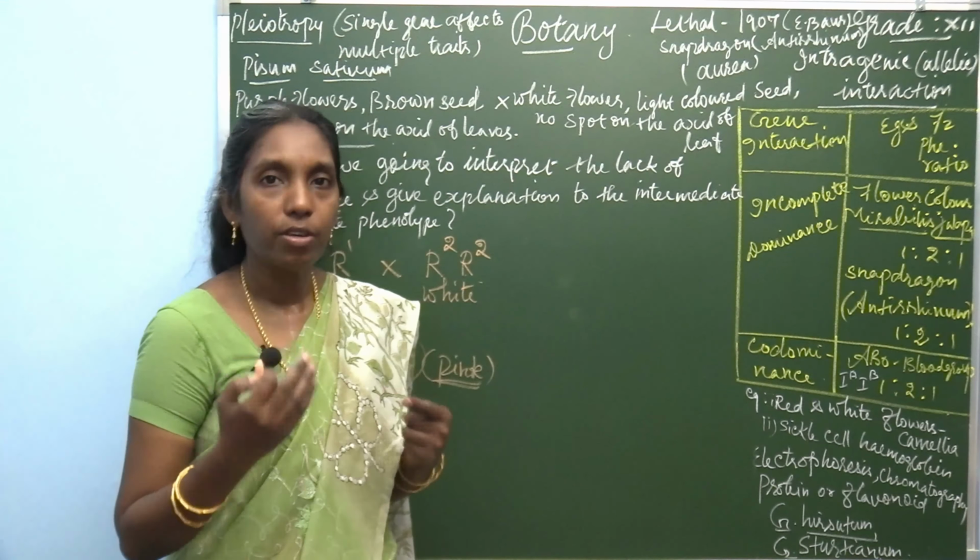In human beings, there is the ABO blood group. In the ABO blood group, here IA and IB. So in the I gene, the IA and IB express together simultaneously, which expresses in the ratio 1:2:1.